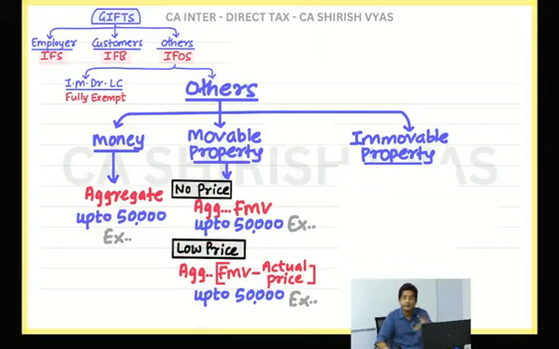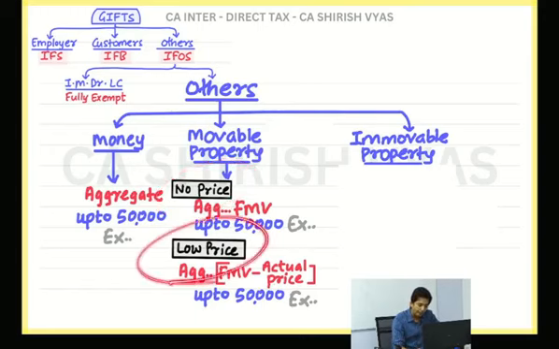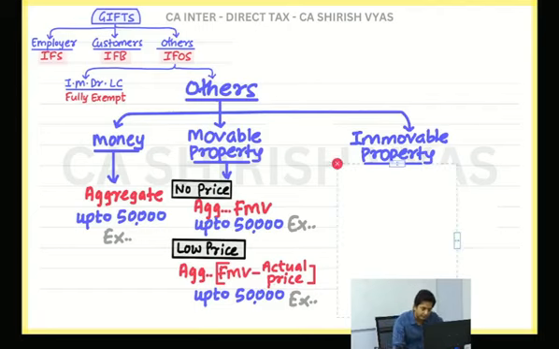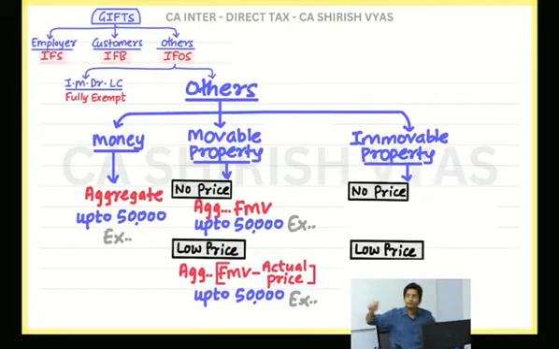Otherwise, see, in the question they can play with you. When we are studying, you feel it's simple. But in the question, they have got many tricks to play with you. So keep the totaling of money gifts separate, totaling of no-price gifts separate, and low-price gifts separate. But the only thing is, be careful: for low price, you have to see the difference between the FMV and the actual price.